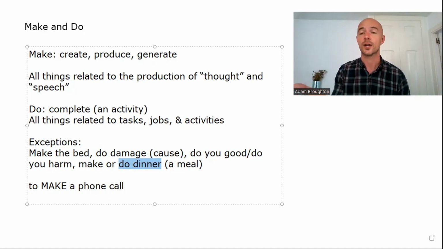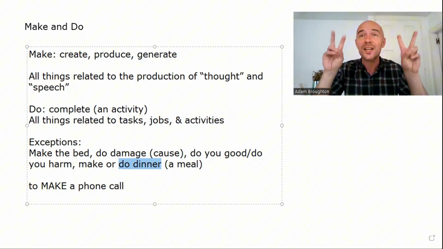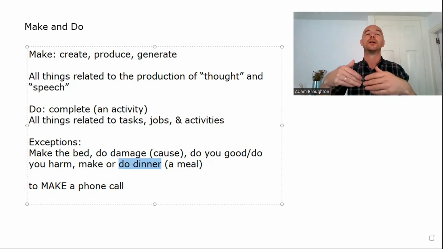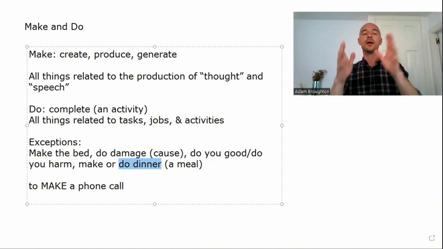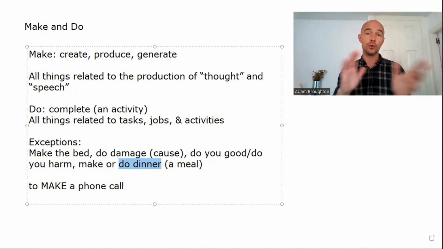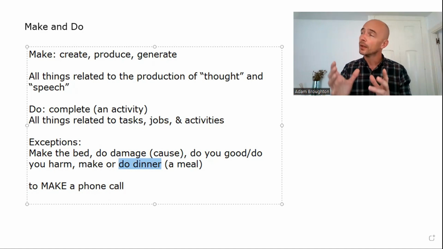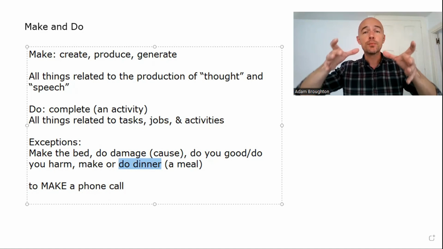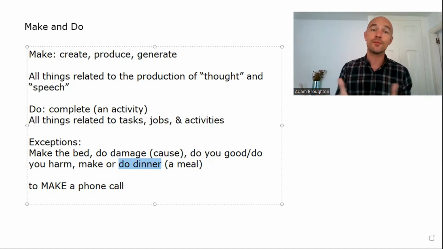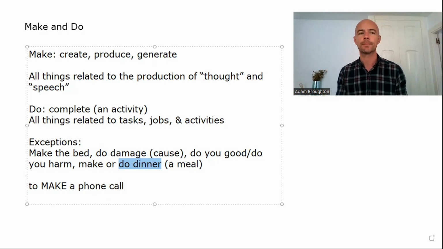That would be very common. So I'll do the task which is producing dinner and you do the task which is producing lunch. All right, so you can make dinner or do dinner, if you're perceiving dinner as a meal that you create or an activity which needs to be completed, a task which needs to be completed. All right, good.